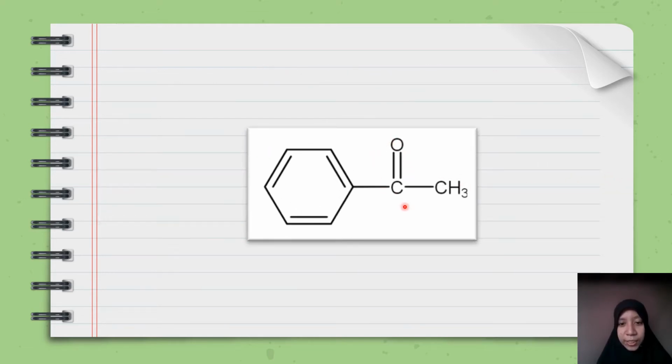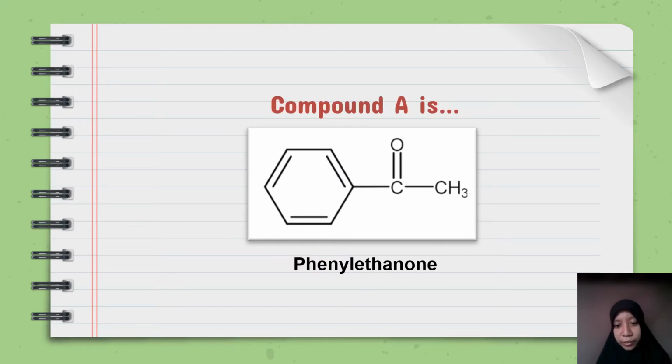This is the parent chain, which is a ketone and it has 2 C, so the name is ethanone. But it has a substituent which is phenyl, so the name of compound A is phenylethanone. Phenylethanone is the IUPAC name and it's commonly called acetophenone.